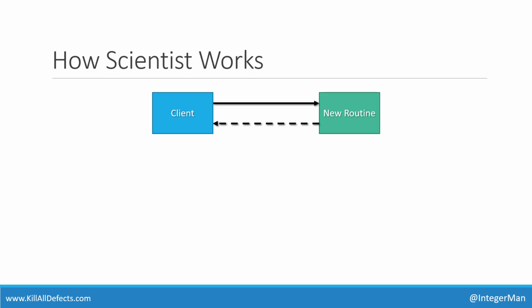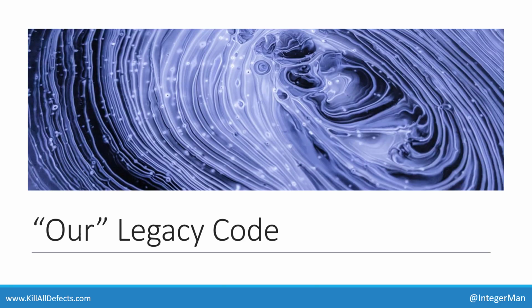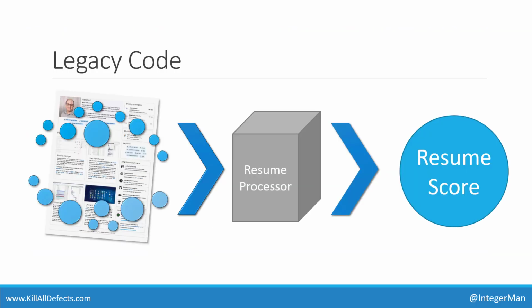Cool. So let's dive a little deeper, and we're going to be talking about a piece of legacy code that I mentioned earlier, our resume processor. This resume processor takes in a resume in some form or another, and it takes in a job opportunity, and it will calculate a score based on how qualified that applicant is for that opportunity. So that's kind of cool.